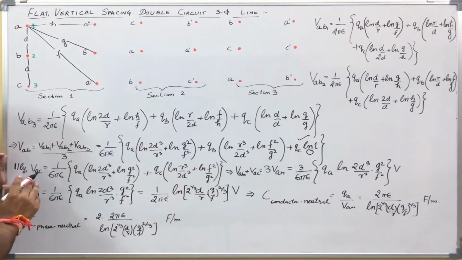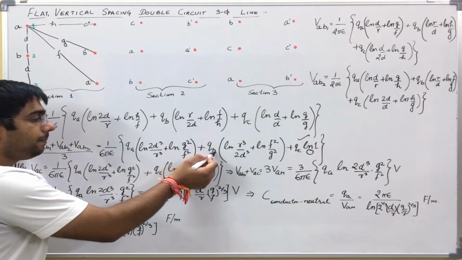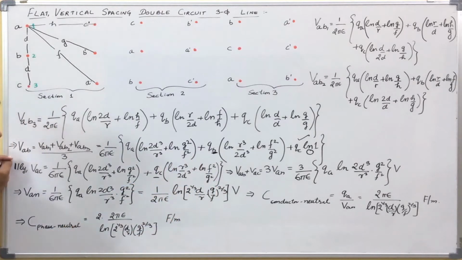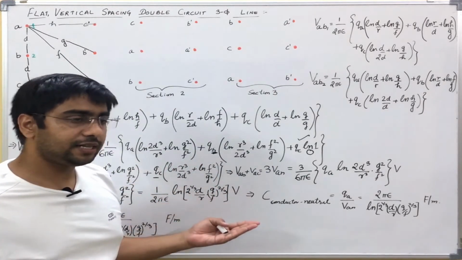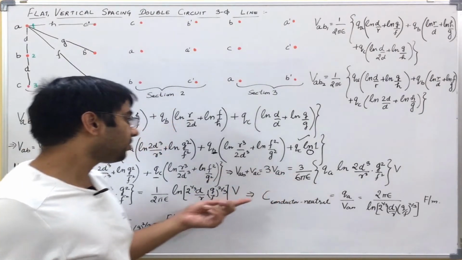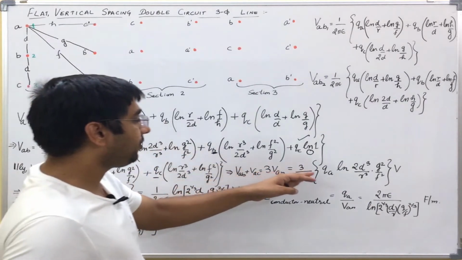Similarly, I will write the equation for VAC. We have just to change B by C. That's what I have done here. Now, as we have already seen, VAB plus VAC is equal to 3 times VAN. So I will put this whole sum equal to 3 times VAN.